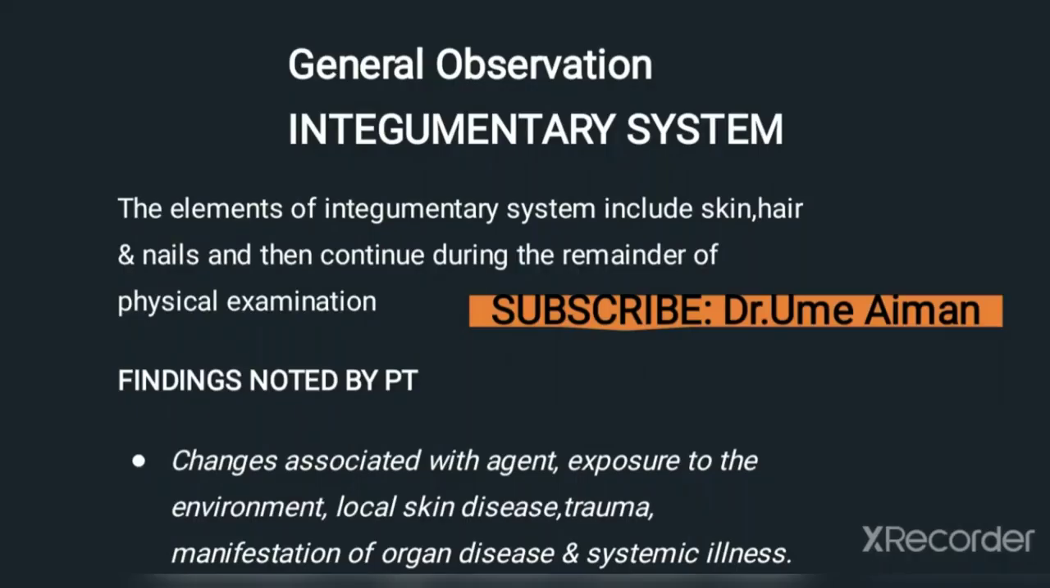Now, general observation of integumentary system. This means how you can observe patient's integumentary system. The elements of integumentary system include skin, hair, and nails, then continue during the remainder of physical examination. Findings that are noted by the physiotherapist are changes associated with the agent, exposure to the environment, local skin disease, trauma, manifestations of organ disease, and systemic illness. This means that the things that appear on the skin, you have to examine first of all: the changes on the skin, changes on the hair and nails.